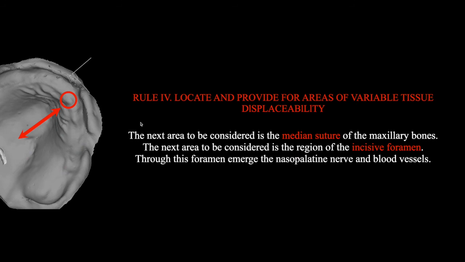And another important factor, outline. The next area to be considered is the median suture of the maxillary bone. The next area to be considered is the region of the incisive foramen. Through this foramen emerge the nasopalatine nerve and the blood vessels.